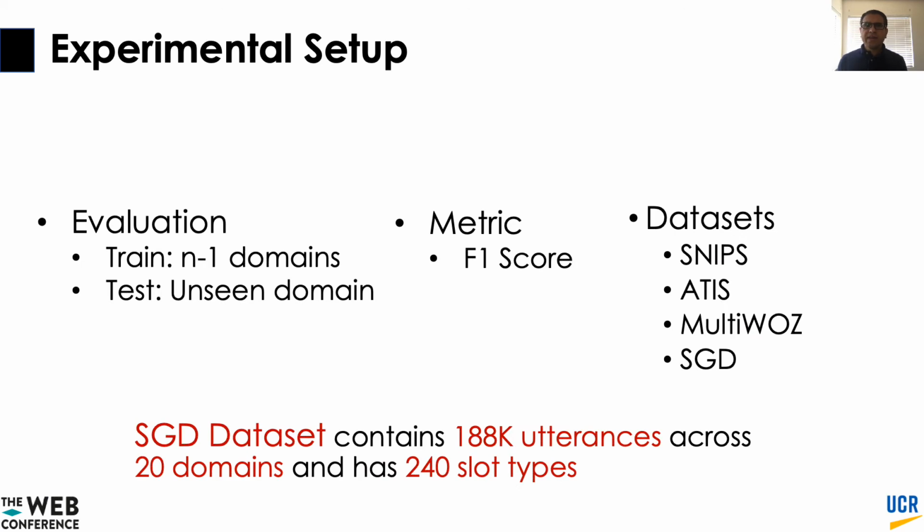To validate that our proposed model works well, we trained on all the domains in a dataset except one that is unseen during training and is used for testing. I will elaborate on this in a second. And used F1 score as the main metric. We experimented on 4 different public datasets, including ACD, which has over 188k utterances across 20 domains and 240 slots.